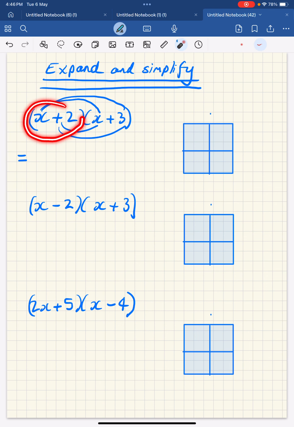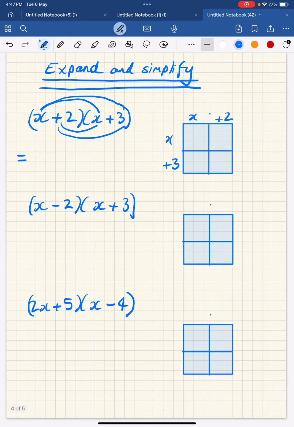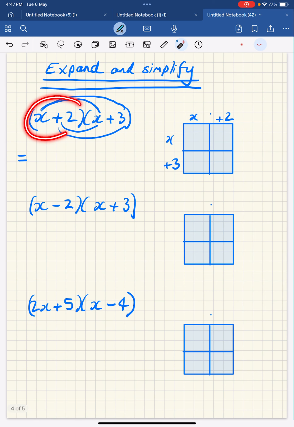I'm going to take this x and a plus 2, and transfer it over to here, x and a plus 2. Let's go ahead and write that in now. Here's the x, here's the positive 2, plus 2, here's the x, and here's the plus 3. Can you see how I've transferred each bracket to represent a side of this square over here?